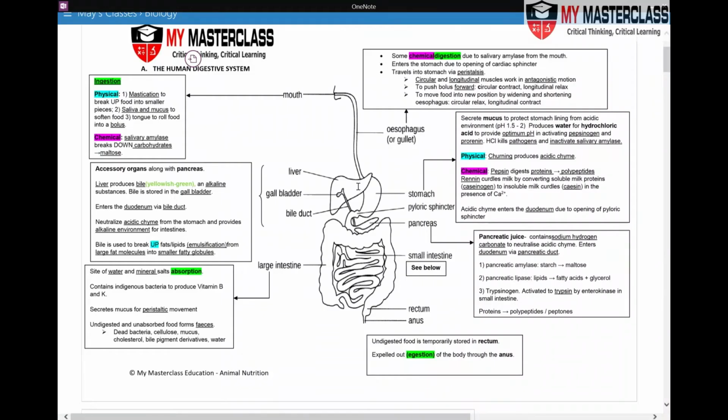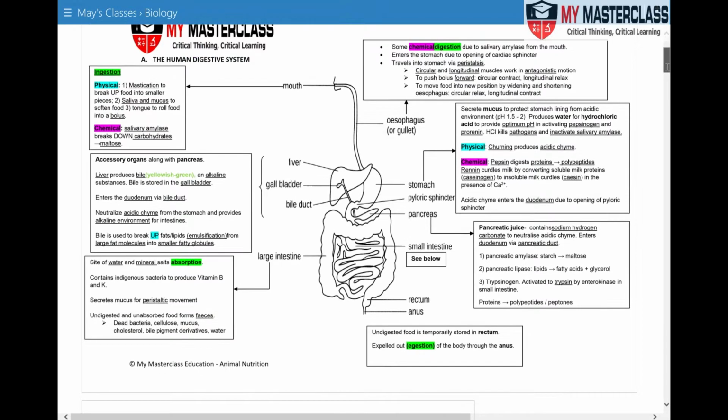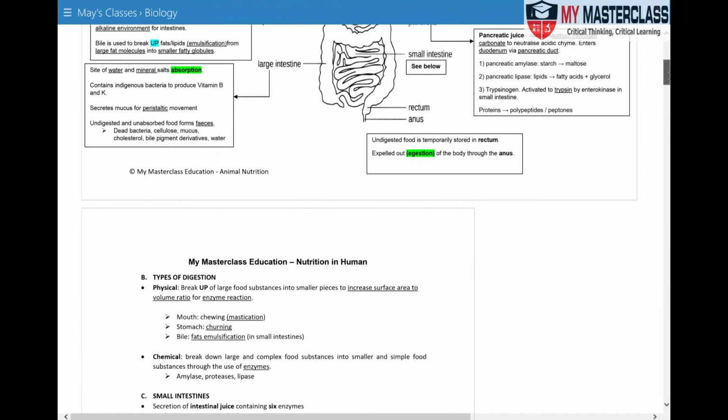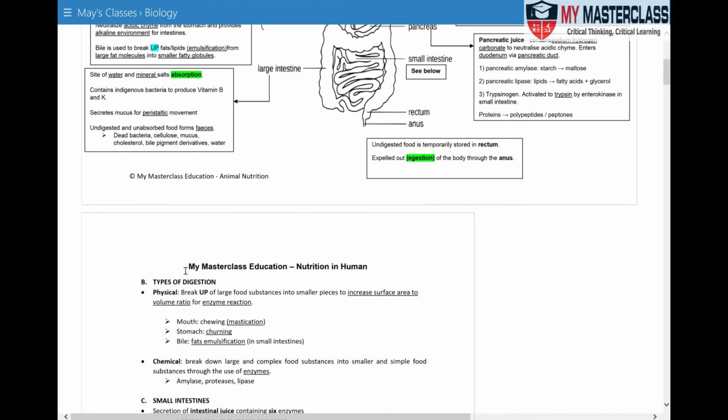Hi students, we will be looking at nutrition in humans. Now before you look at this page itself, what I would like you to do is move down to the next page and you'll be able to see the types of digestion. Okay, now this is very important to take note in terms of the words that you use for the answering.